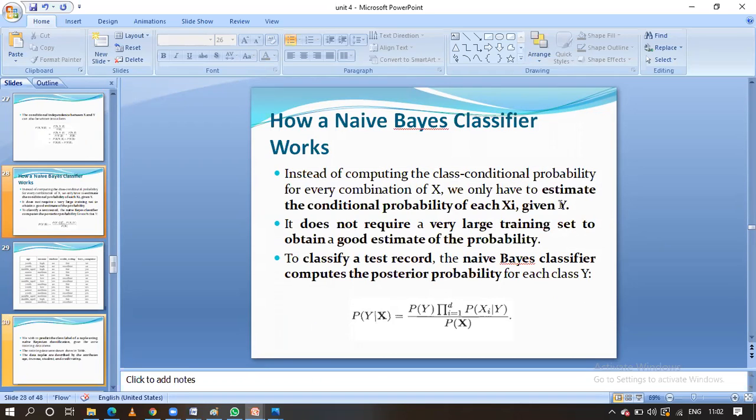Normally there is no need for a very large training set. With the help of a small set also, we can estimate the probabilities. What is the formula for this? The Naive Bayes classifier formula is the posterior probability: probability of y given x equals probability of y multiplied by probability of x1 given y, probability of x2 given y, probability of x3 given y. We multiply these three things with the probability of y, and that is divided by the probability of x.